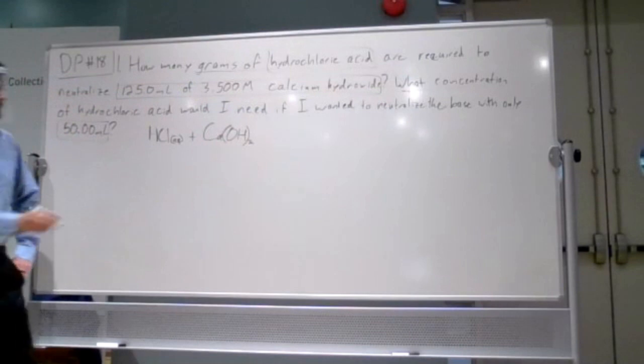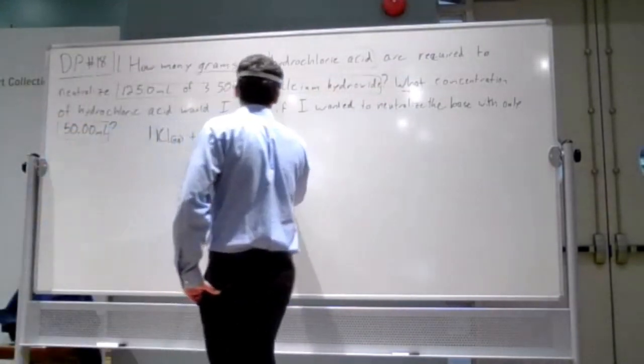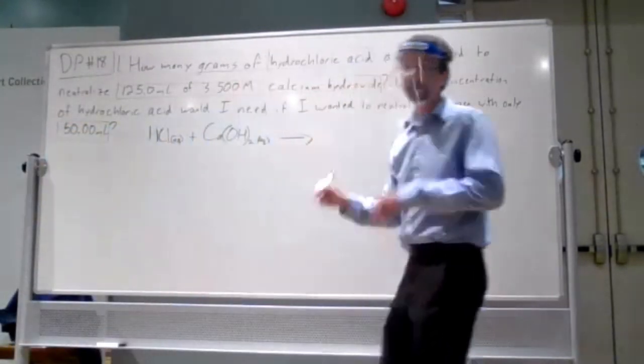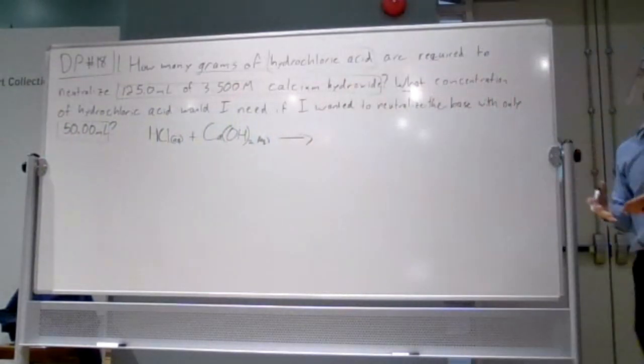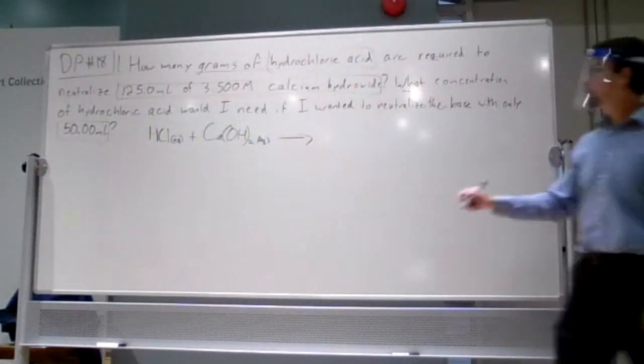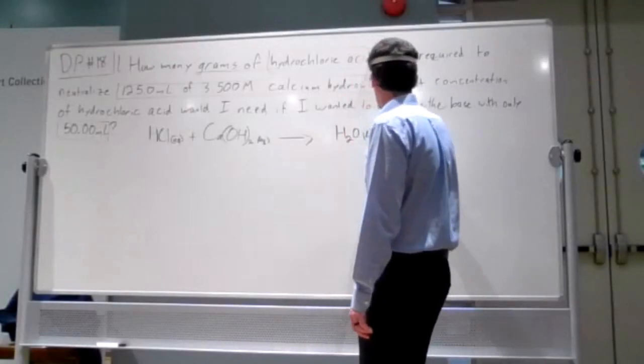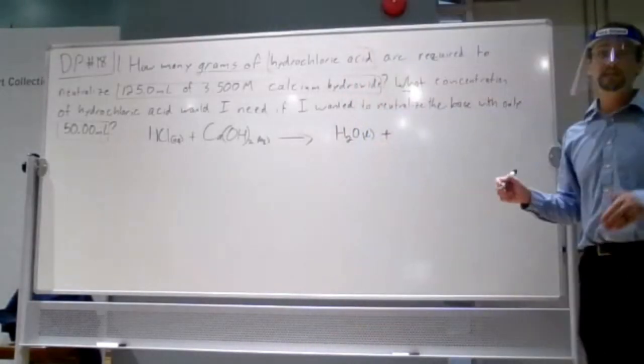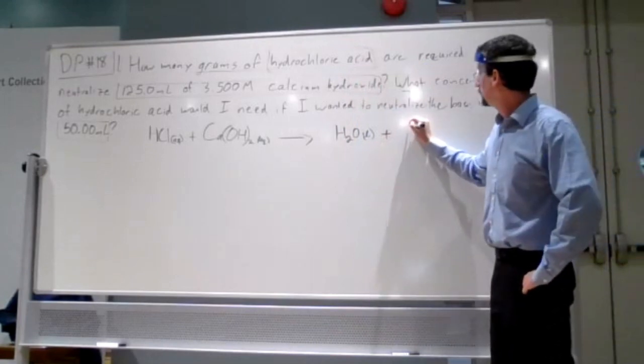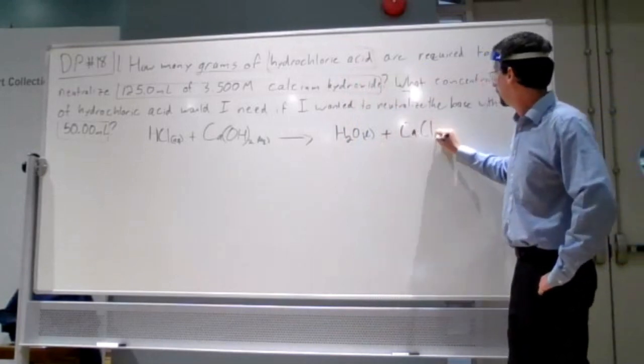Okay, that's also aqueous. When you react a strong acid and a strong base with one another, what are your products? Yep, water, so we gotta have water, and then what else? Yeah, salt, so what's the salt's identity in this case?